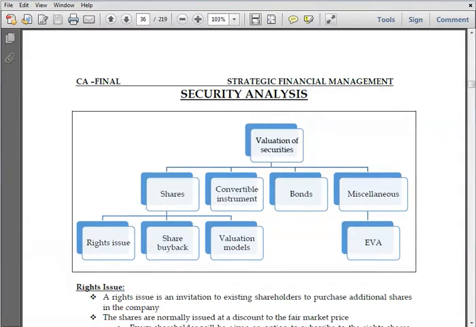Okay. So today we'll start with a new area. Last class we did something called dividend analysis, wherein multiple models were discussed. Today we'll start with security analysis. In security analysis, the basic thing we are going to do is see how to value any security: valuation of a share, valuation of a debenture, valuation of a convertible instrument, and other miscellaneous areas. All of that is going to be covered in this area called security analysis.